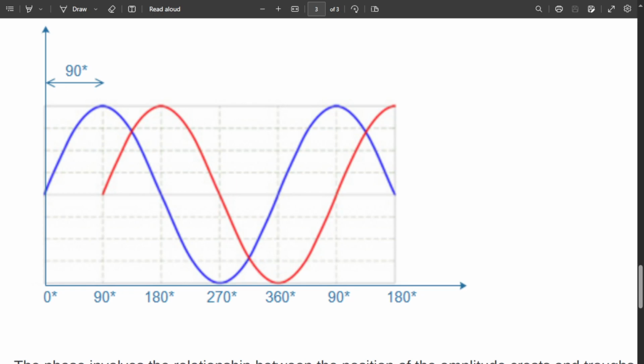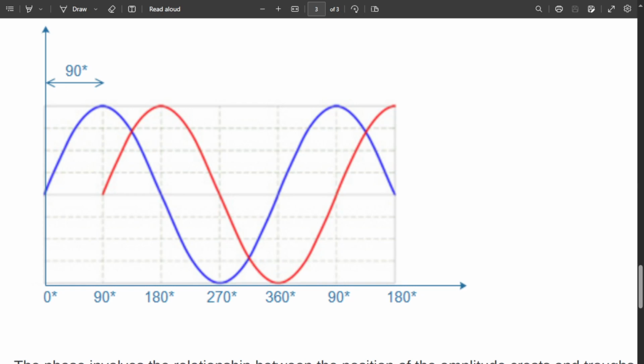So changing the angle, just consider the circle of the angles, right? It comes from the 0 to 90 and some frequency started from the 90 and then comes to 360 or the 270. So angles would be changed, right? So the phase involves a relationship between the position of the amplitude crest to trough of two waveforms. Position is going to be changed.